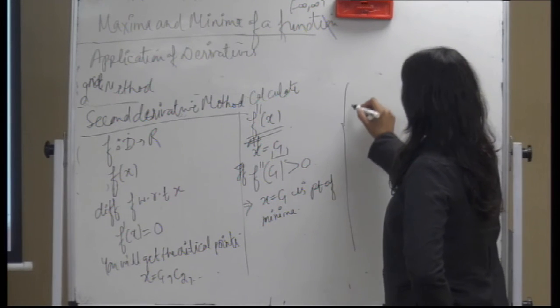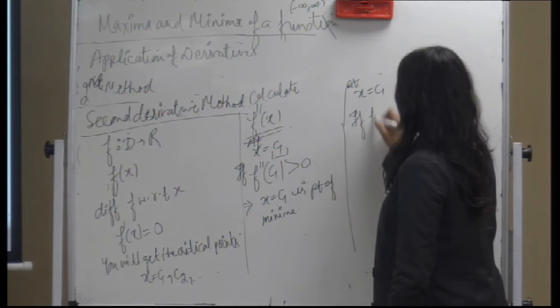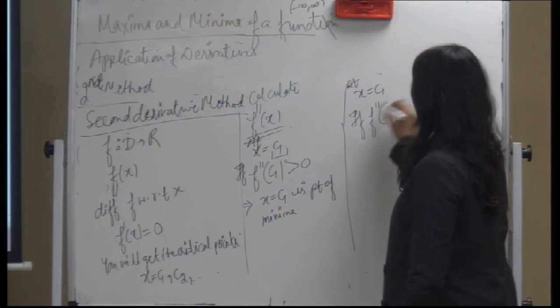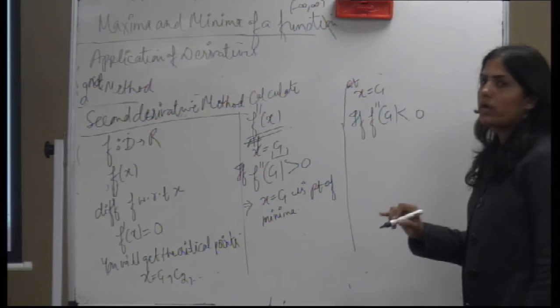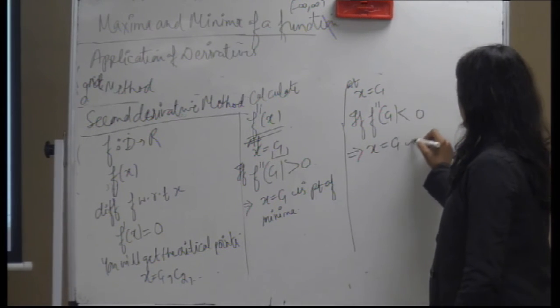Now if at x equal to c1 your second derivative value at that point is less than 0, in that case this will imply x equal to c1 is a point of maxima.